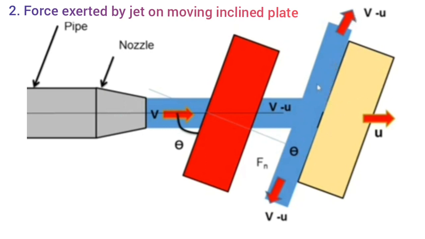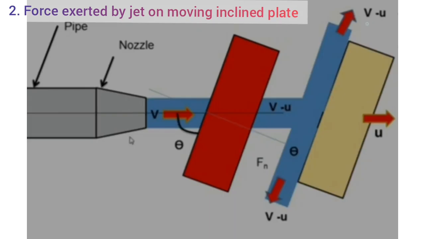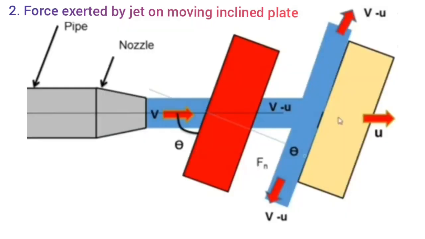Later the water from the nozzle will hit this inclined plate not with a velocity equal to v, but with a velocity equal to v minus u, which is called the relative velocity. The jet hits this moving plate with a relative velocity v minus u. Then the jet moves along this plate with the relative velocity v minus u, since we assume the plate is smooth and there is no loss of energy.